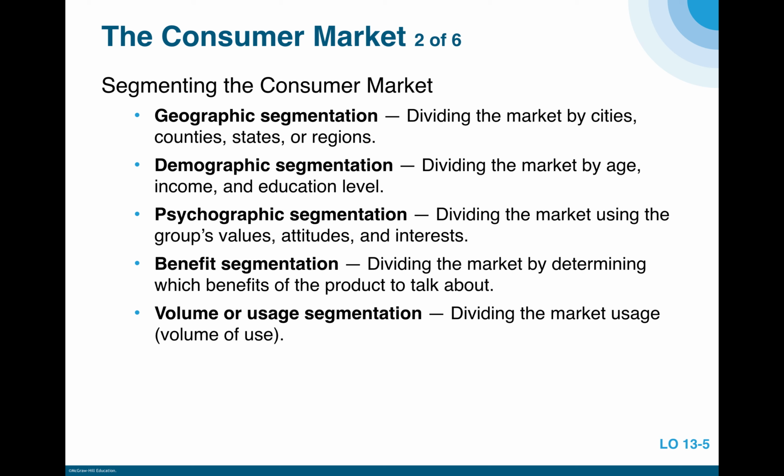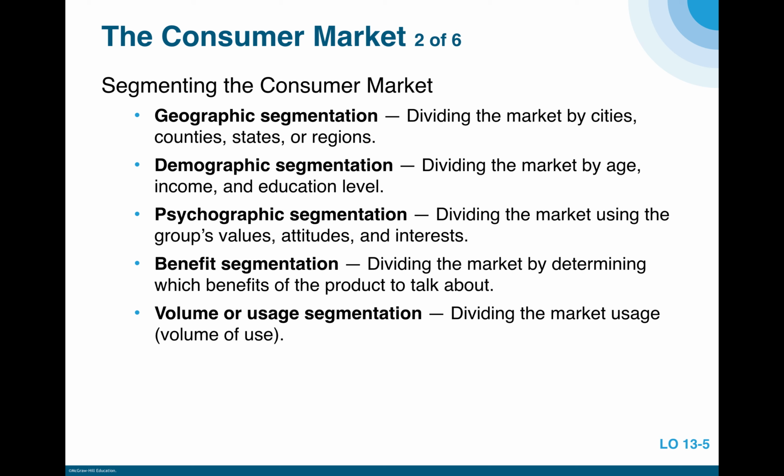Demographic segmentation, dividing it by age, income, education level. That's what, if you've ever filled out something online as far as a survey goes, it might ask you your age. It might ask you what's the highest degree level that you have? Are you currently making less than $50,000 a year? Different things like that. That all plays into some of these decisions.